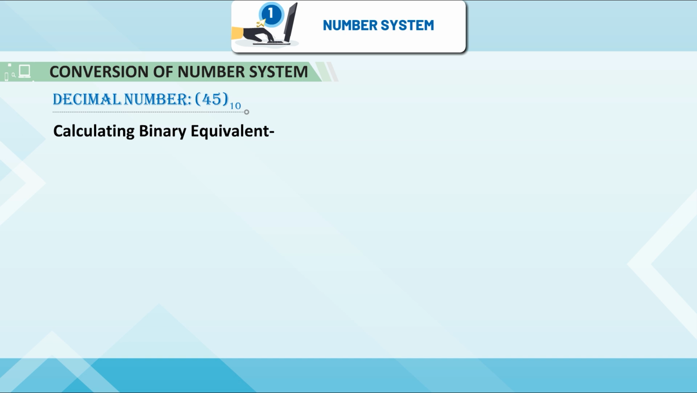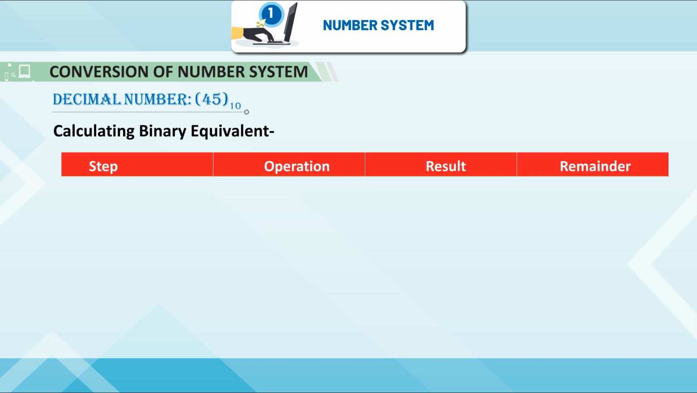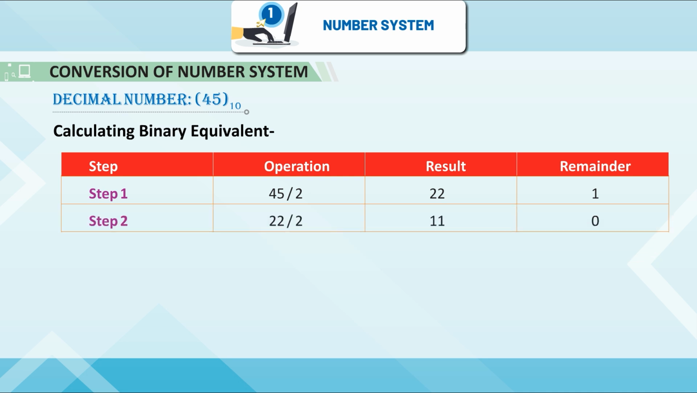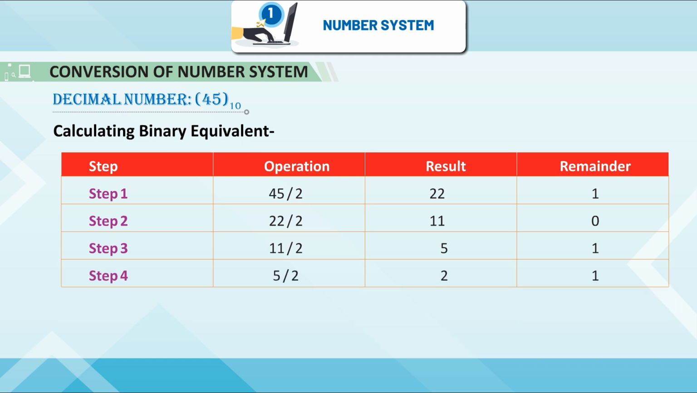Decimal number 45 with base 10. Calculating binary equivalent. Step, operation, result, remainder. Step 1. 45 divide by 2. Result 22, remainder 1. Step 2. 22 divide by 2. Result 11, remainder 0. Step 3. 11 divide by 2. Result 5, remainder 1.